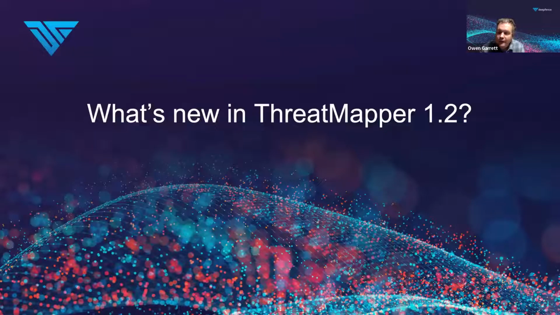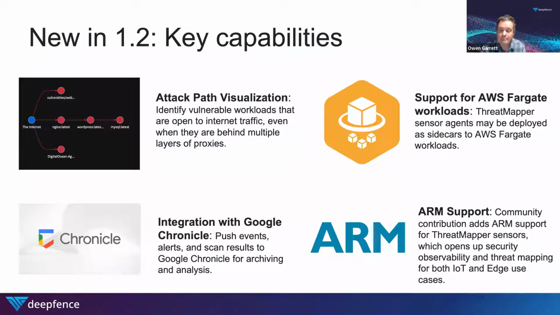What's new in ThreatMapper 1.2? We released ThreatMapper as an open source project in October last year. 1.2 was released about 10 days ago. And 1.2 brings a number of new capabilities to you. It brings the attack path visualization that we saw on the previous slide.